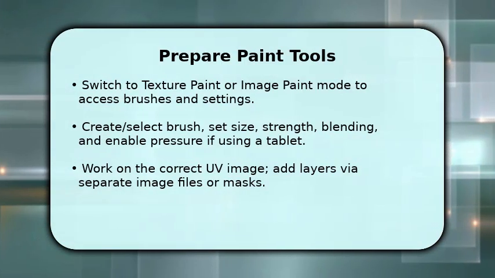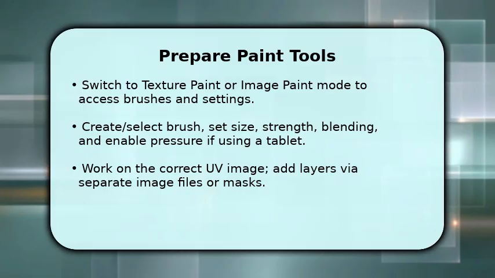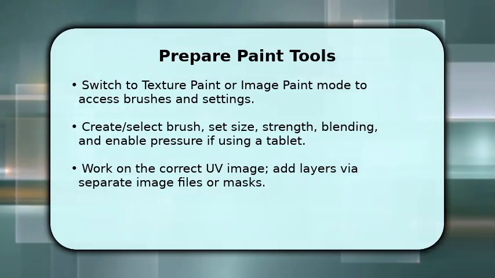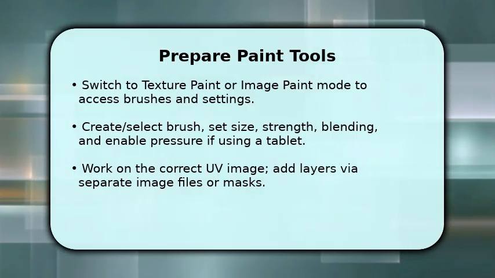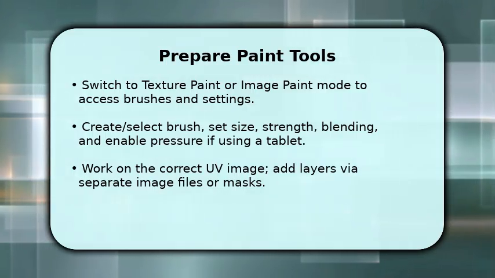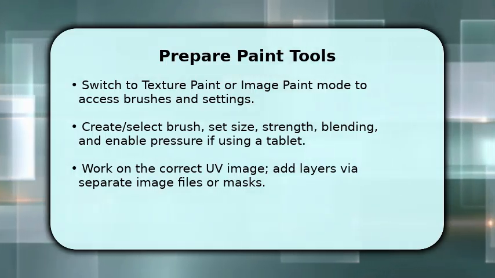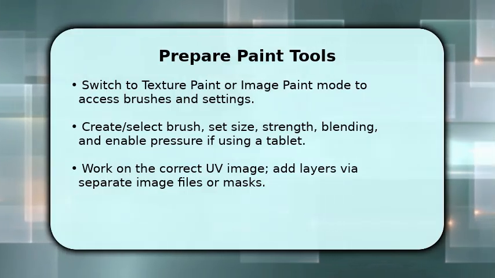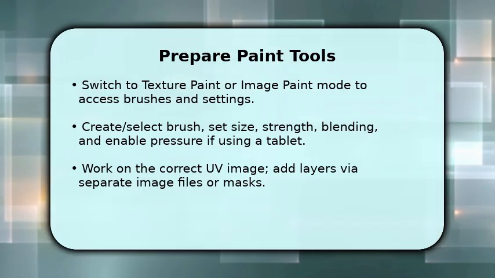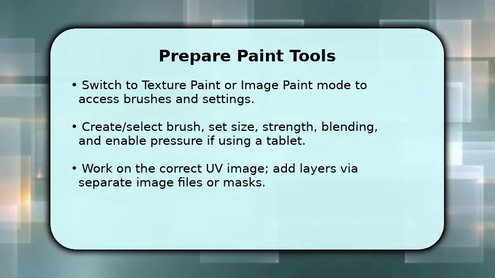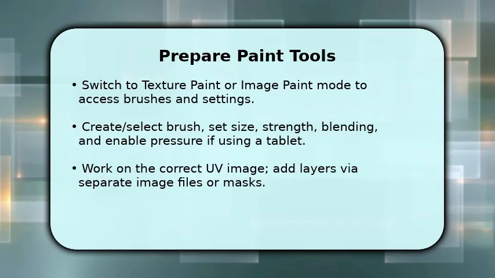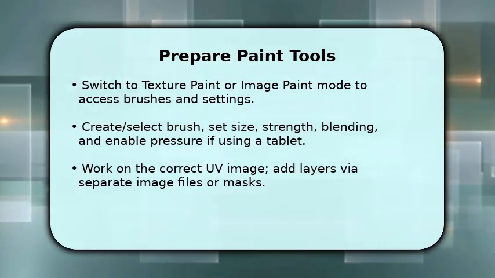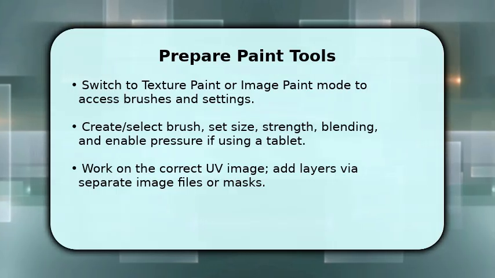Now you configure painting tools and the canvas so your edits behave predictably. Switch to texture paint or image paint to expose brushes, then choose brush type, set size and strength, and enable pressure sensitivity if you use a tablet so strokes respond naturally. Make sure the image you opened is assigned to the active UV map and material. If you need non-destructive edits, create separate image files or use masks. This keeps changes modular and easy to fix later.